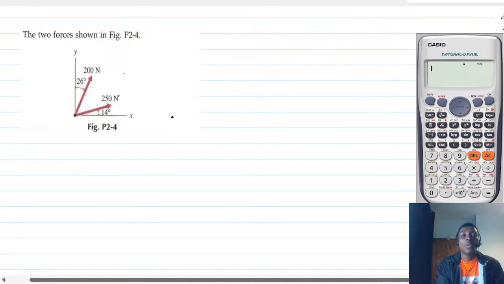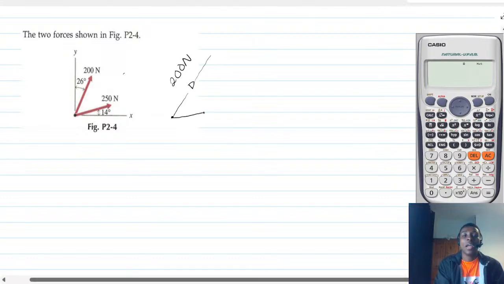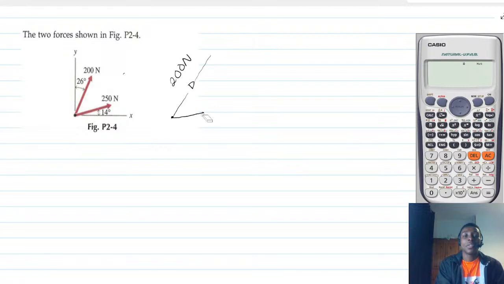So I have 200 newtons, and I'll draw this 200 Newton force right here. Then I'll draw a line here. So this is the 200 Newton force, then this is our 250 Newton force. So how can we add these two forces? It's pretty much simple.